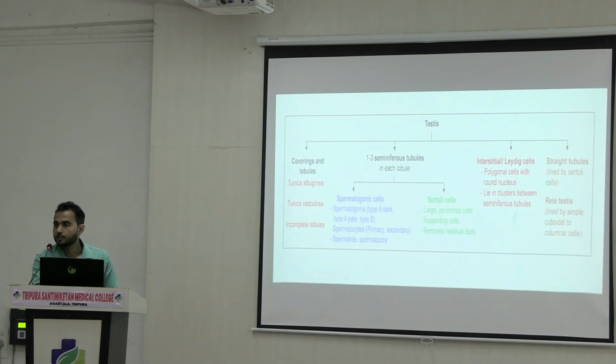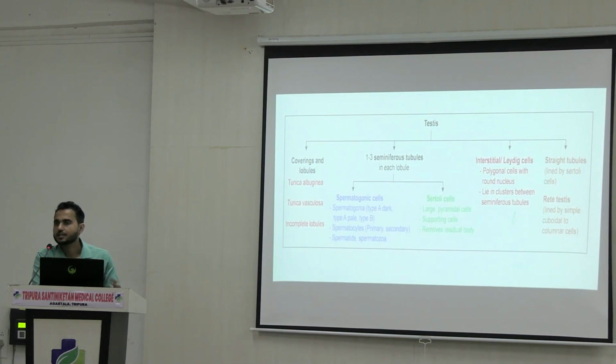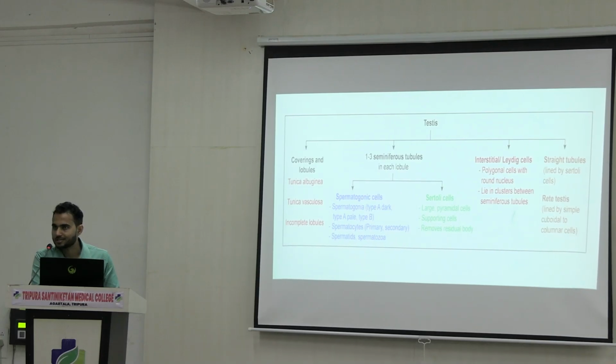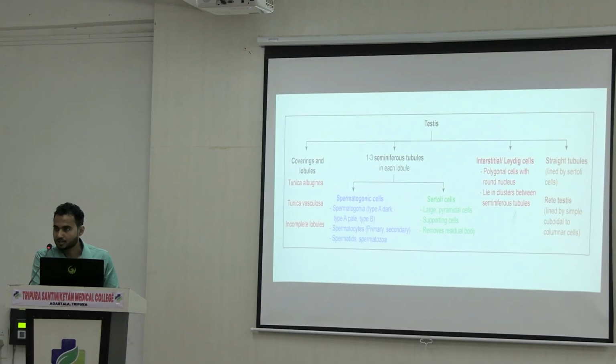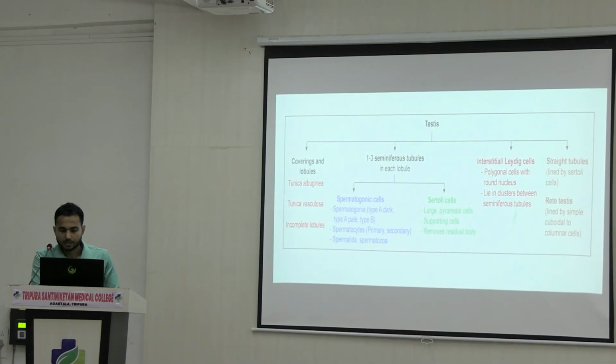Another important type of cell present inside the seminiferous tubules are the Sertoli cells. They have a very important function. We know that Sertoli cells are the supporting cells for the spermatogonium. They are large pyramidal cells with a supporting role. They also remove the residual body present inside the lumen of the seminiferous tubule.